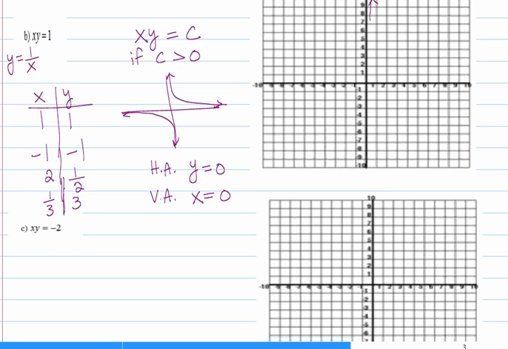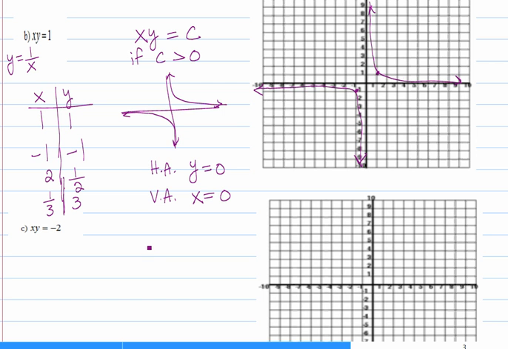So let's plot just the point 1, 1, and the point negative 1, negative 1. And we know the general graph, the sketch of it, looks like that. Make sure you're approaching the asymptotes that we discussed. And it has symmetry with respect to the origin. If you turn the graph upside down, it looks identical.